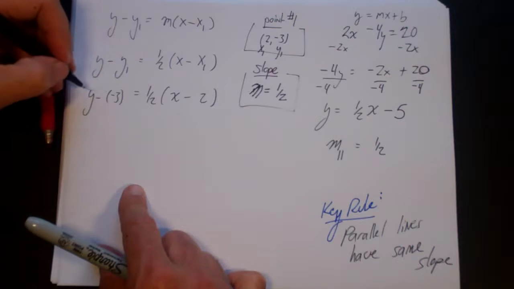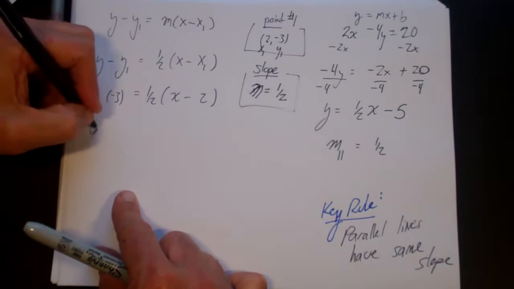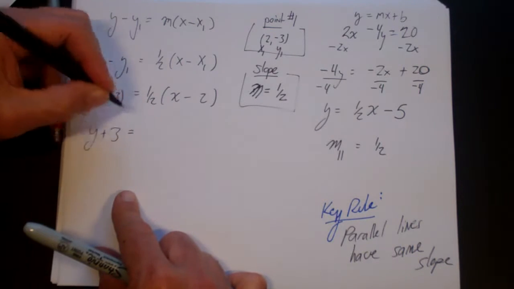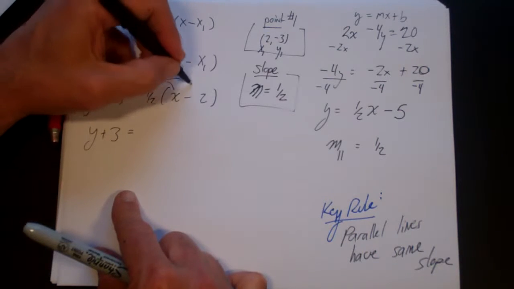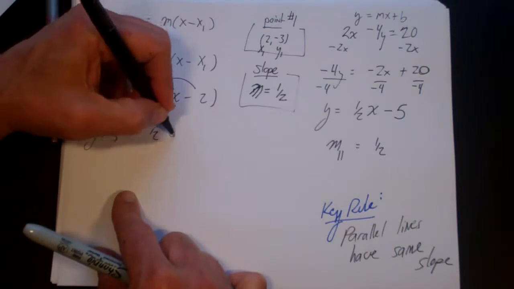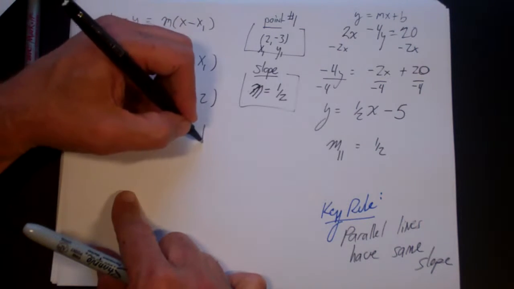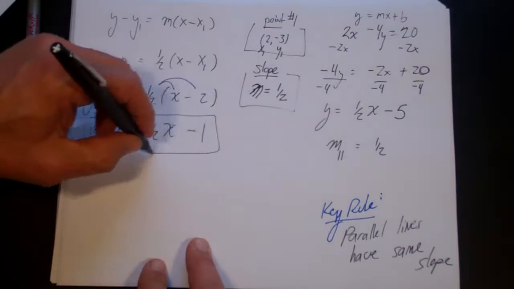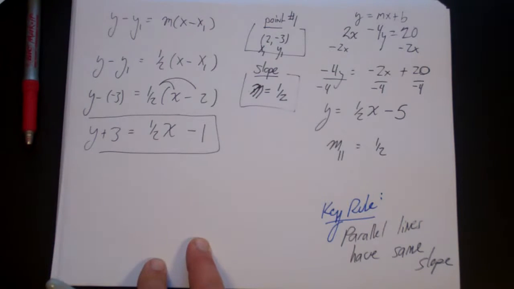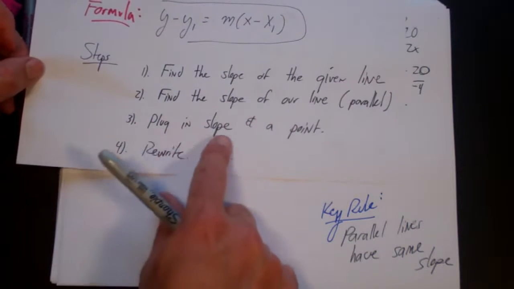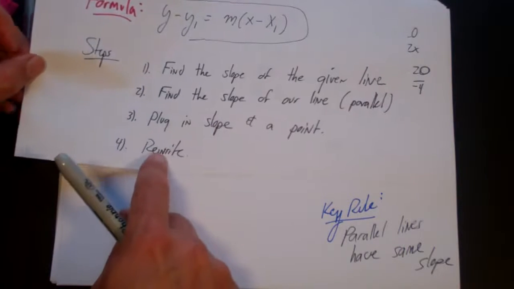Now let's simplify that. That y minus negative 3 is going to be y plus 3. Here I'm going to distribute the 1/2, so I get 1/2 x. 1/2 times 2 is 1, but it's negative. That's step number 3, right? Plug in the slope and the point and simplify. Now I'm going to rewrite it.